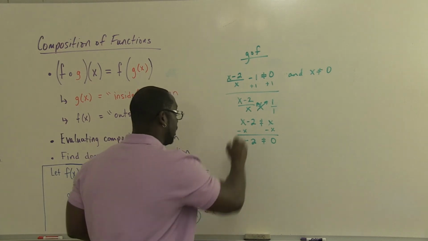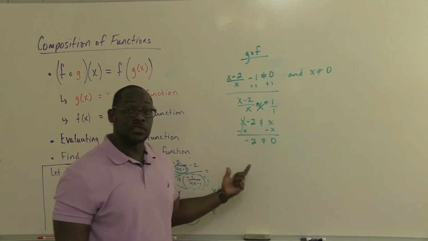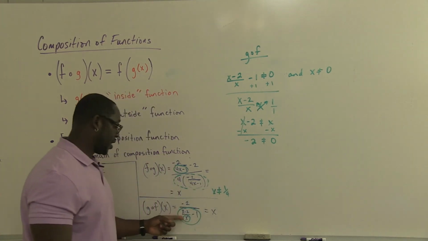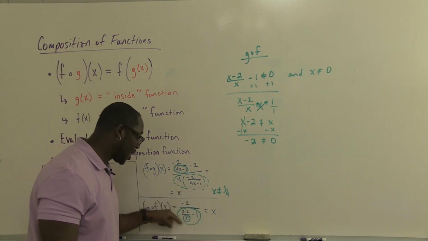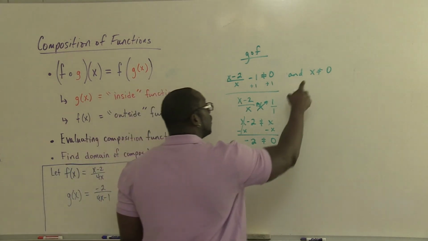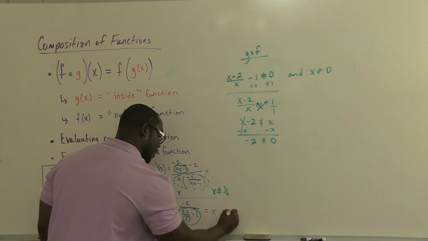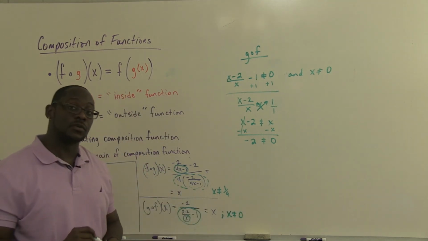We have 0 here and -2 not equaling 0, which is a true statement, but this is communicating to us that there is no x value that's a real number that we can plug in to make this whole entire denominator 0. Okay? So for g of f of x, we know that our domain is going to be all real numbers except for at x equals 0.